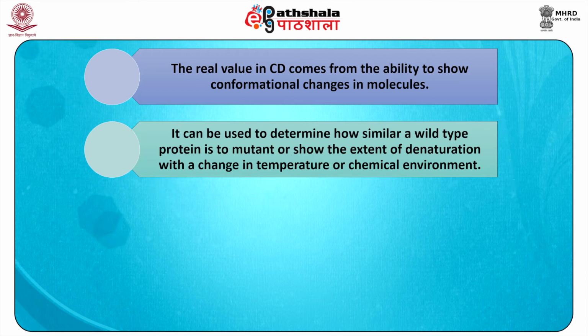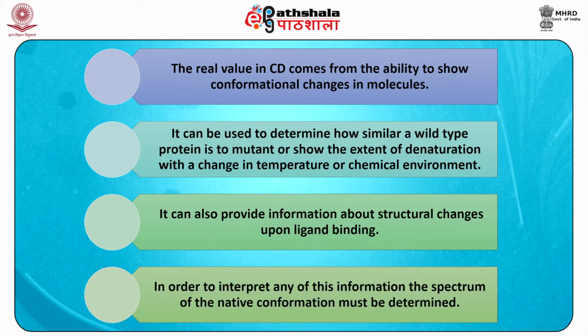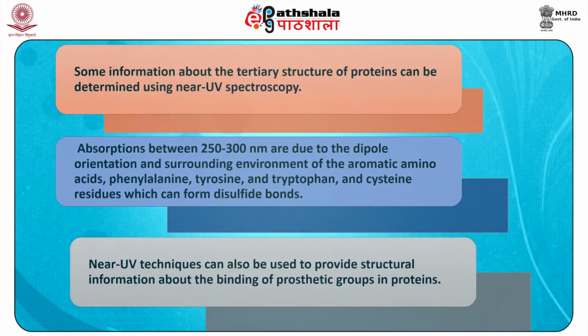It can be used to determine how similar a wild type protein, wild type meaning an ordinary, normal or native protein, is to a mutant protein. It can also be used to show the extent of denaturation with a change in temperature or chemical environment. It can also provide information about structural changes upon ligand binding. In order to interpret any of this information, the spectrum of the native conformation must be determined. Some information about the tertiary structure of proteins can be determined using near UV spectroscopy.